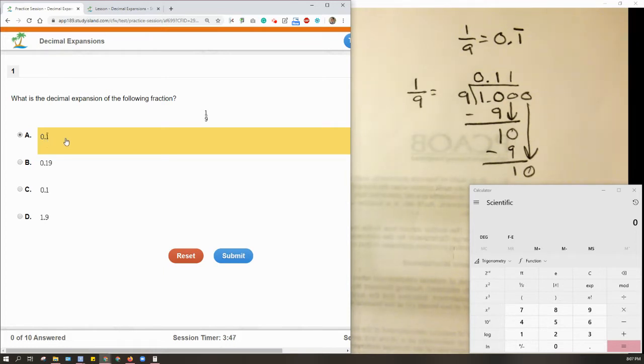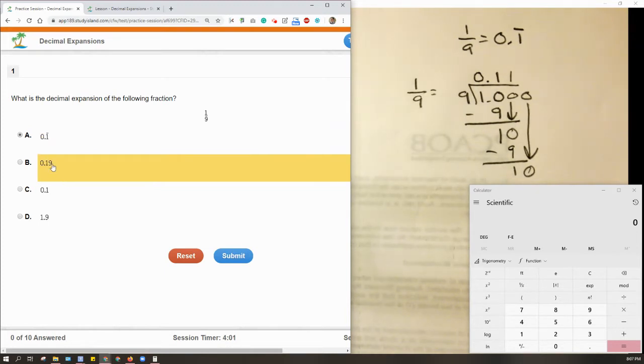Now I'm going to tell you right now, anytime that you have 0 point and one single digit repeating over and over again, it's just that digit over 9. That's all it's going to be. So 0.2 repeating is 2/9. 0.3 repeating is 3/9, which simplifies to 1/3. 0.4 repeating is 4/9. 0.5 repeating is 5/9, etc., etc.